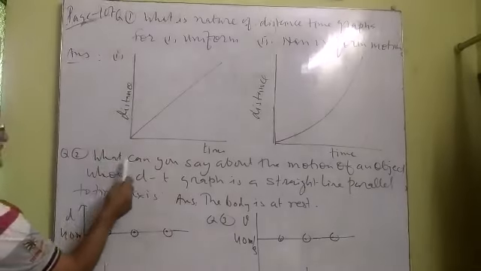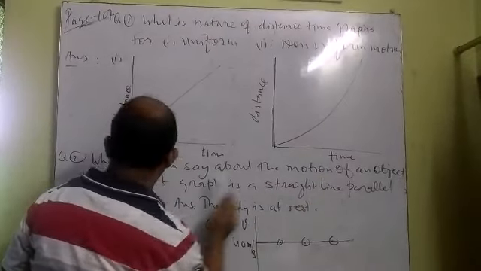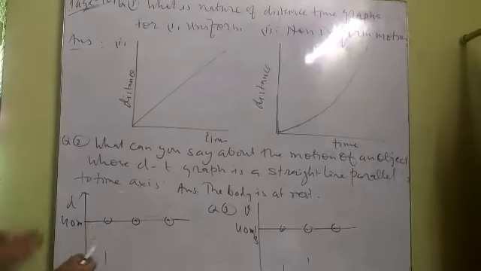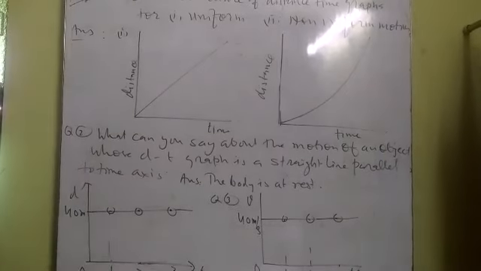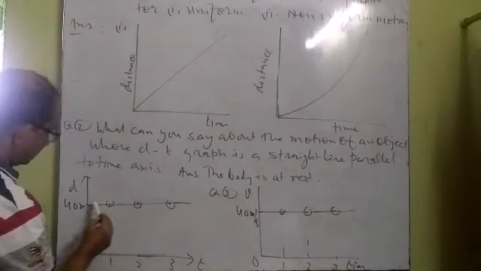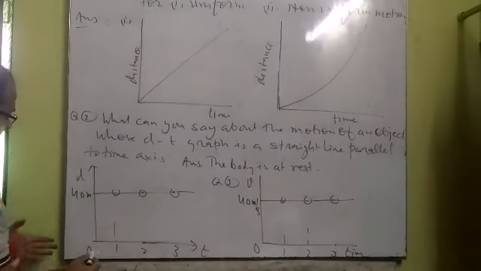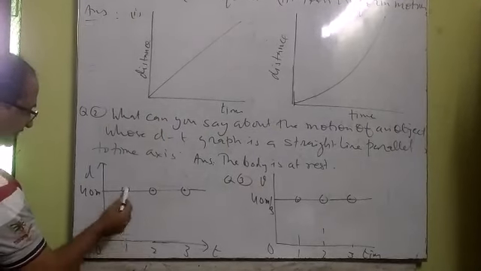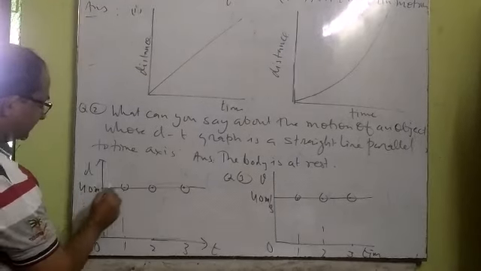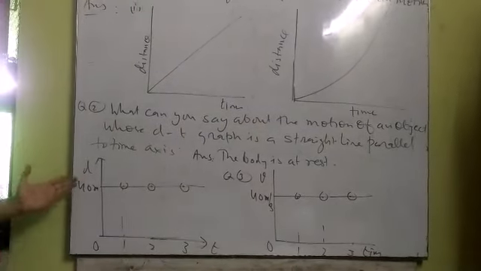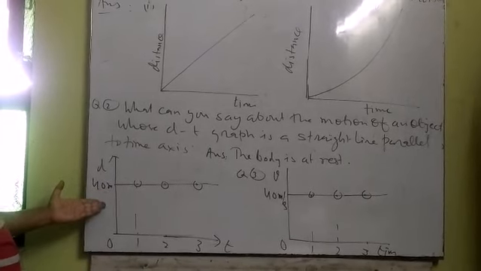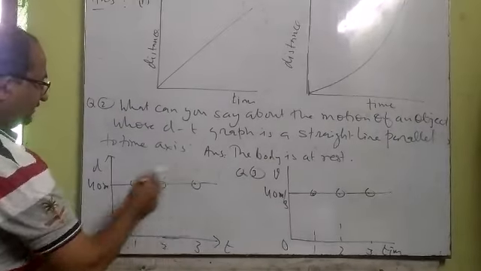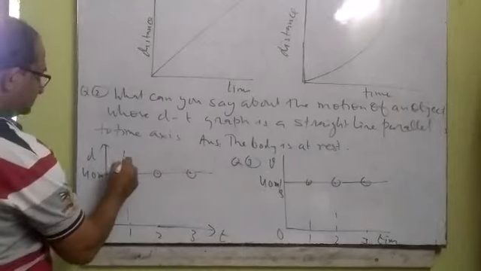The next question, number 2, is: what can you say about the motion of an object whose distance-time graph is a straight line parallel to the time axis? The graph is drawn here. This is the distance-time graph, and it is parallel to the time axis. Suppose the distance covered by the body at 0 time is 40 meters, after 1 second, 2 seconds, 3 seconds, everywhere the distance is the same, 40 meters. In this case we can say that the body is at rest, which means no distance is covered by the body in every equal interval of time. So the body is at rest.